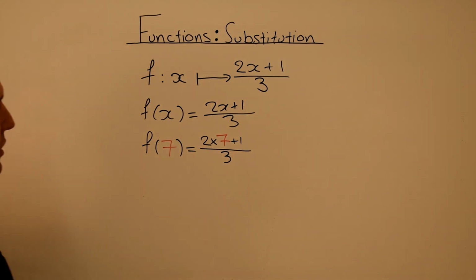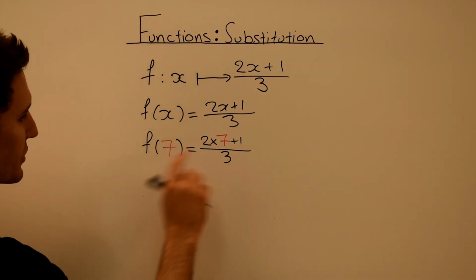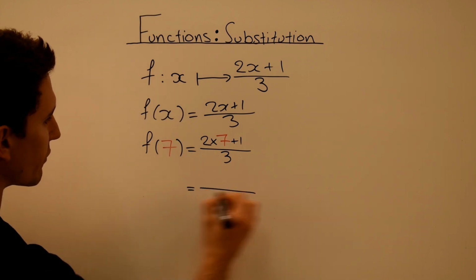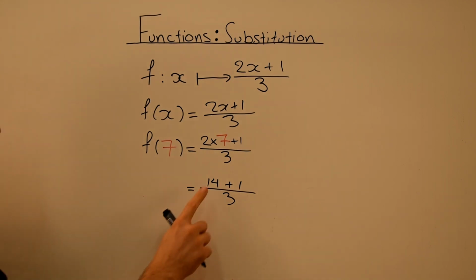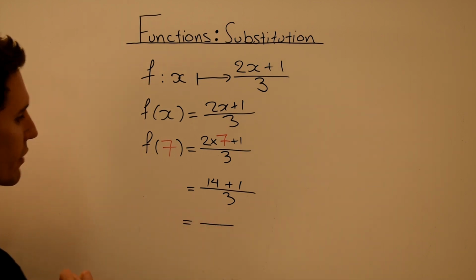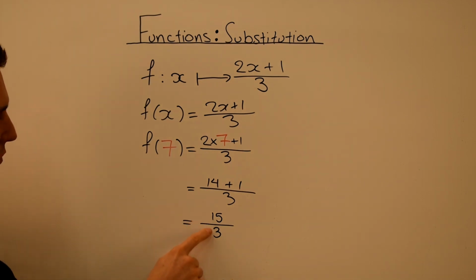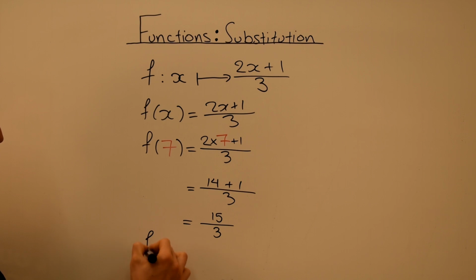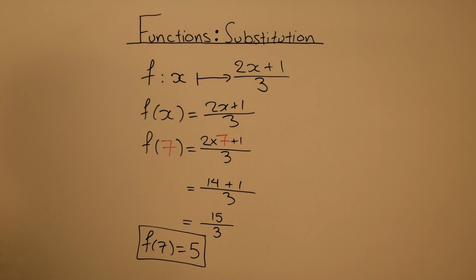Now let's have a look at this expression, 2 times 7 plus 1. Can we simplify this slightly? Well, 2 times 7 is simply 14, so we can rewrite this as 14 plus 1 over 3. And now what is 14 plus 1? Well, 14 plus 1 is simply equal to 15, so we can rewrite this expression as 15 over 3. And now notice 15 over 3 means 15 divided by 3. And we all know that's actually equal to 5. Therefore we can say that our f of 7 is actually equal to 5. And this is our final answer for this problem right here.